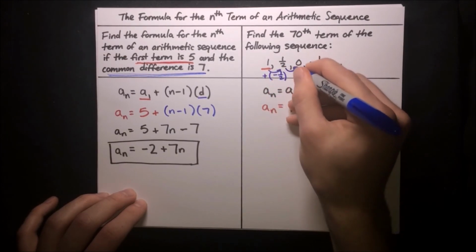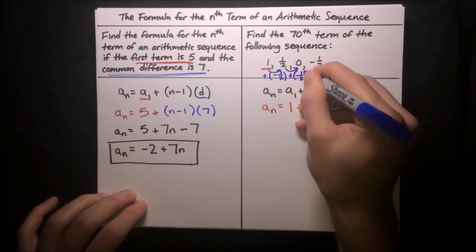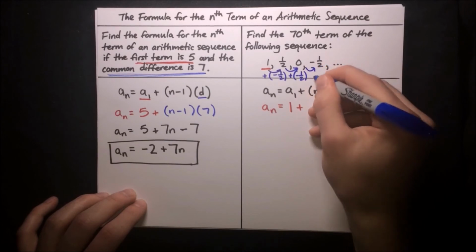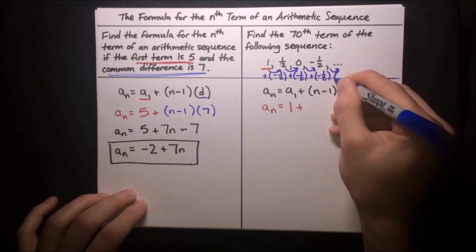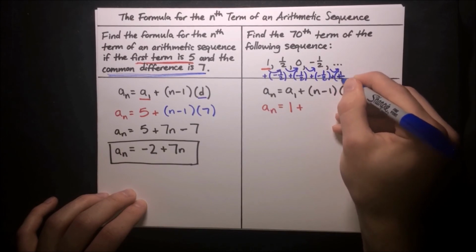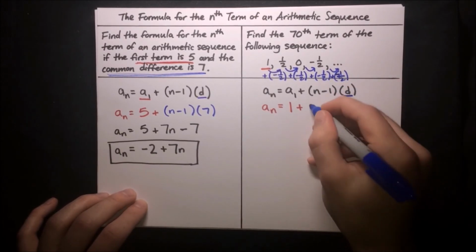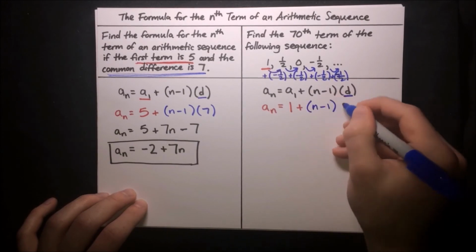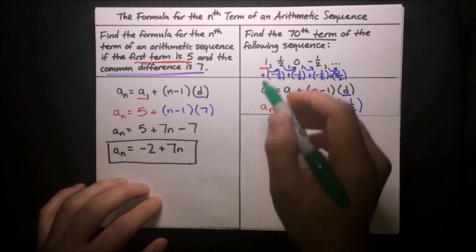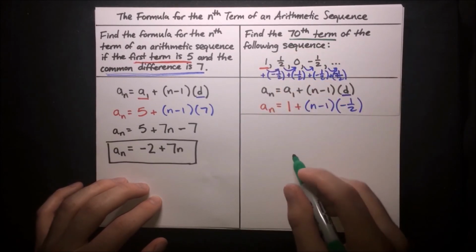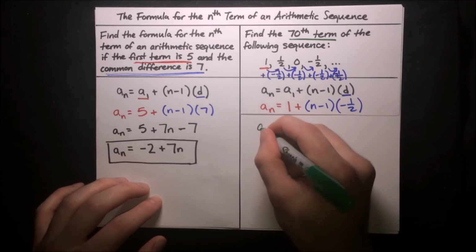And then we do that again. Subtract a half to get to 0. So add negative a half, and so on. Continue that pattern, adding negative a half over and over. So our common difference is then negative a half. So n minus 1 times negative a half. Now we're ready to find the 70th term here, and we can just stick in n equals 70 into this formula. So let's go ahead and do that.